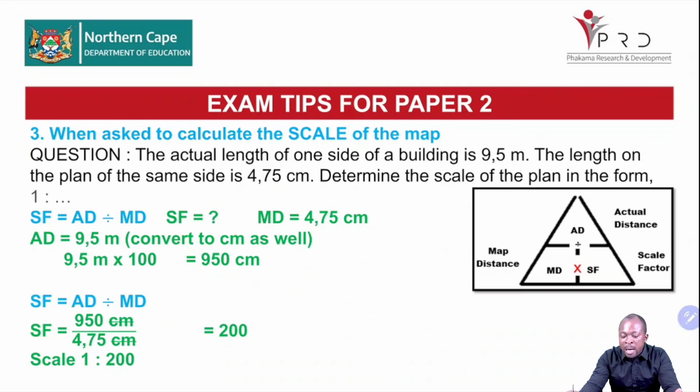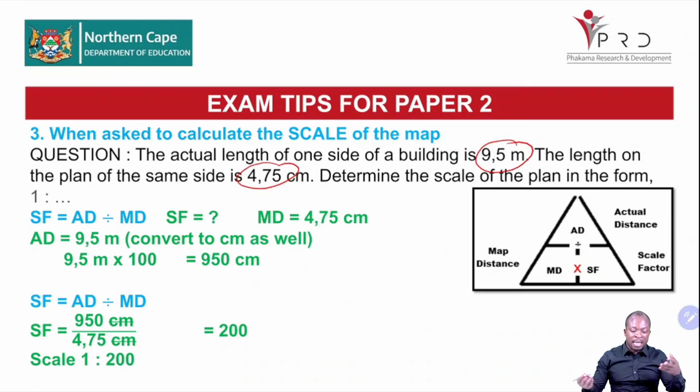How about the third time? We are asked to find the scale. Like, how do you find the scale? It says the actual length of one side of a building is 9.5 meters, actual AD. The length on the plan is 4.75 centimeters. So what was the scale? So they are saying in reality it's 9.5, but when we measure it, it's only 4.75. So what was the scale?